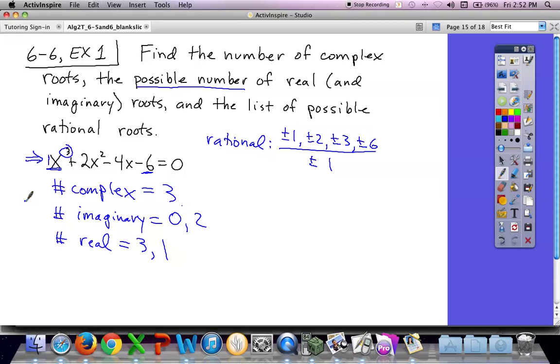So there's 4 homework problems from this section, and that's what you're doing. You're doing number of complex, number of imaginary, number of real, possible rational zeros. You don't actually have to find any rational zeros. It does not ask you to do that. You're done once you've made all this up.